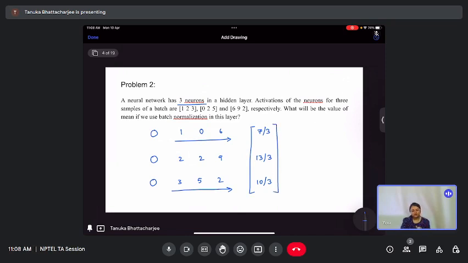Sorry, I said this is the normalized activation. No, this is not the normalized activation. This is basically the mean value. Sorry about that terminology. It's basically the mean value that we are computing. Now we can use this mean value to compute the normalized activation. So this is the mean vector that will be used for doing batch normalization.